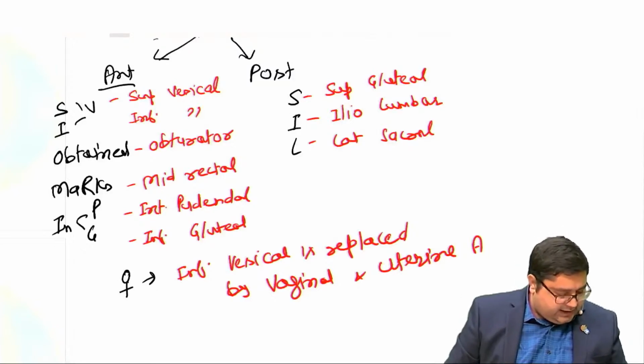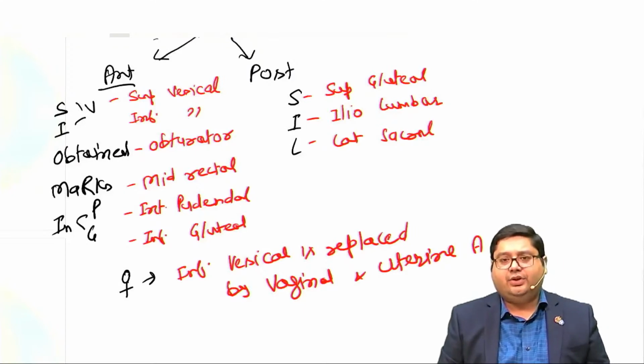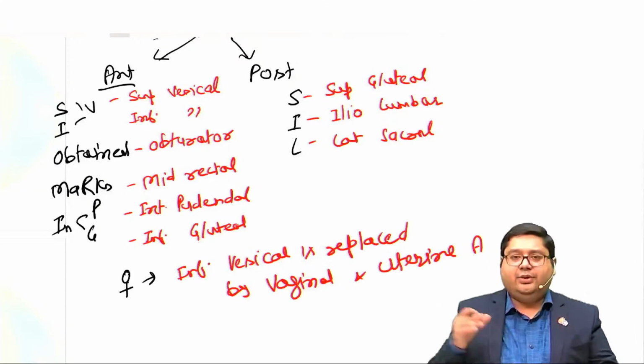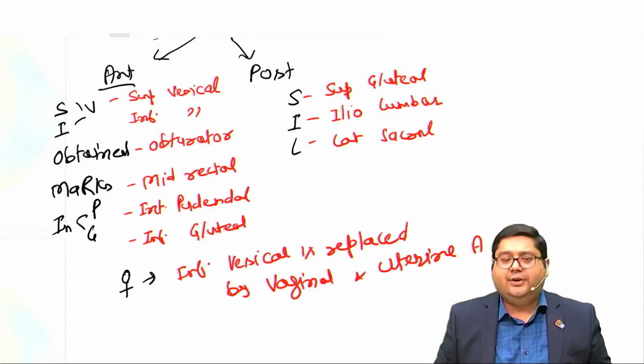Gonadal artery, Sanjay, is not a branch of the internal iliac. Gonadal artery is a branch of the abdominal aorta. And the gonadal veins will drain like this: the right gonadal vein into the IVC, the left gonadal vein into the left renal vein. Are you able to follow?